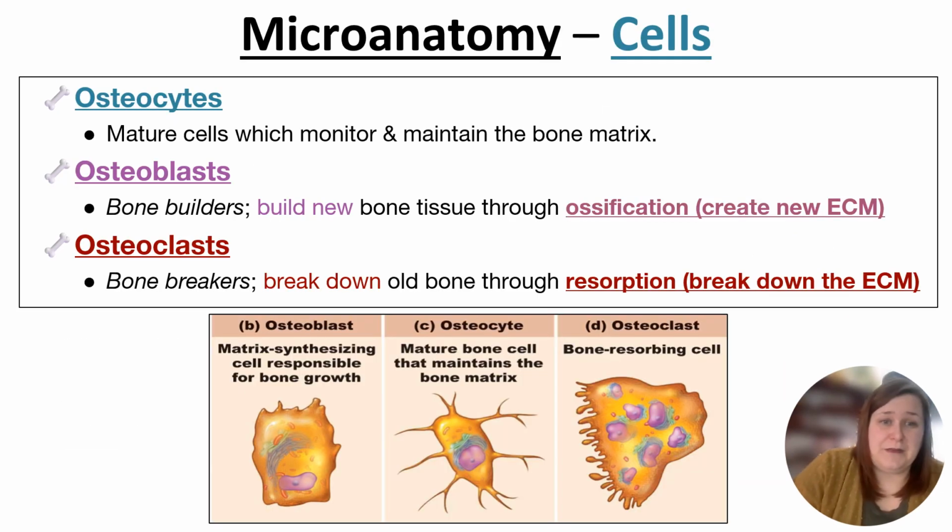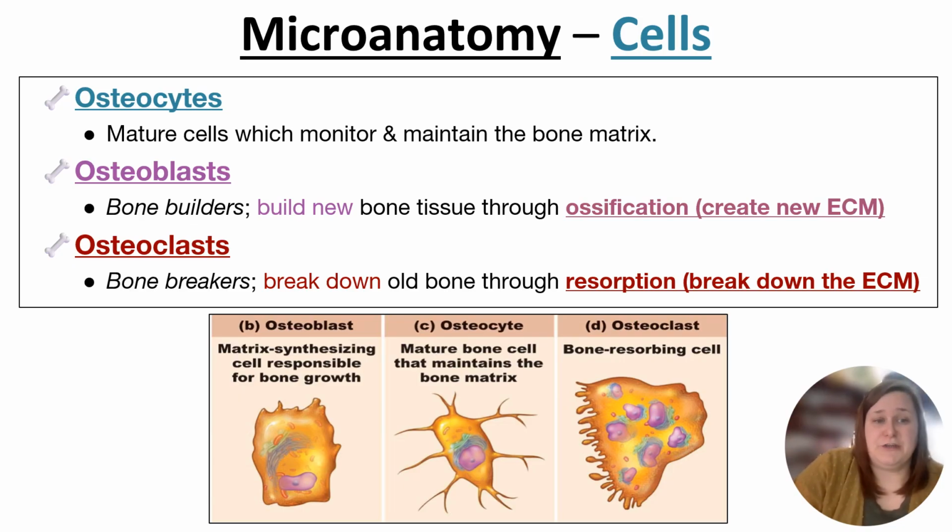Here are some other really important cells. We already talked a little bit about osteocytes. These are mature cells which are going to monitor and maintain the bone matrix. We also have osteoblasts. Osteoblasts are our bone builders. So whenever we need to build new tissue, either initially or when something goes wrong, we do this through ossification, which means that they are creating new extracellular matrix. So they're just building up and up and up on top of this extracellular matrix to make layers and layers and layers of bone, just like the rings of a tree.